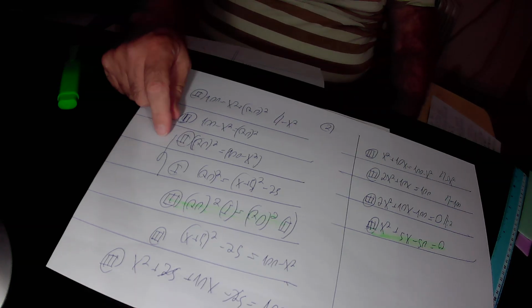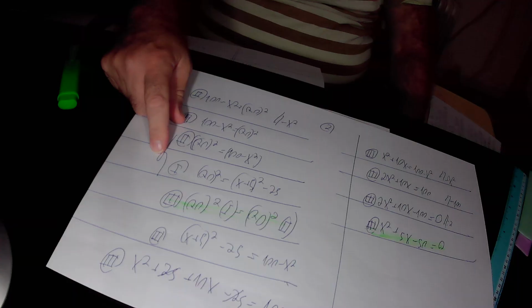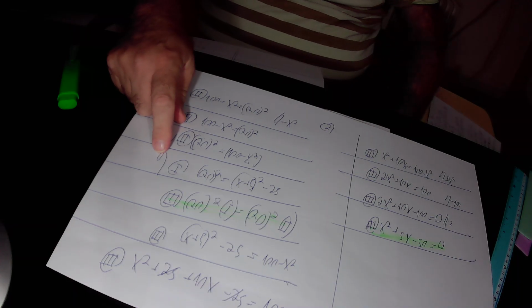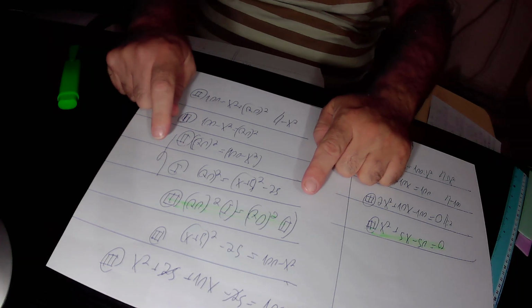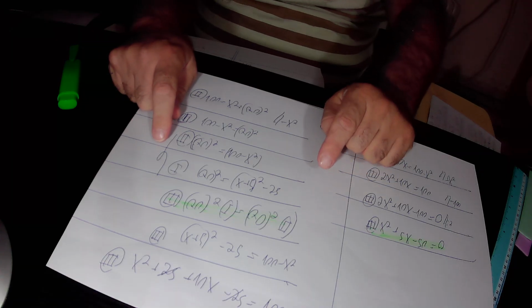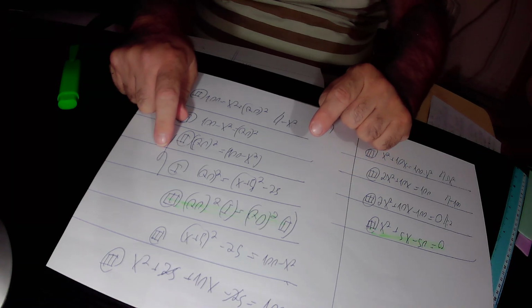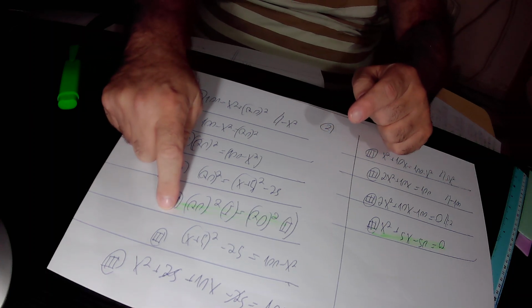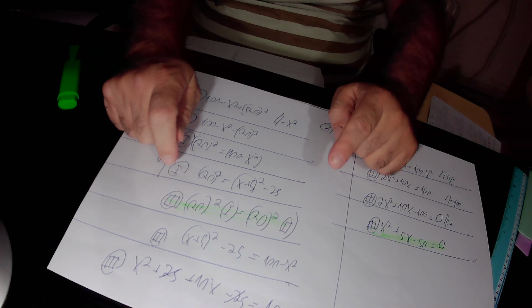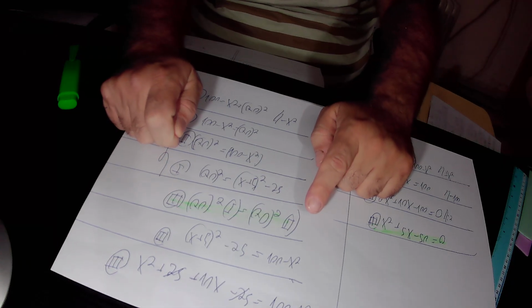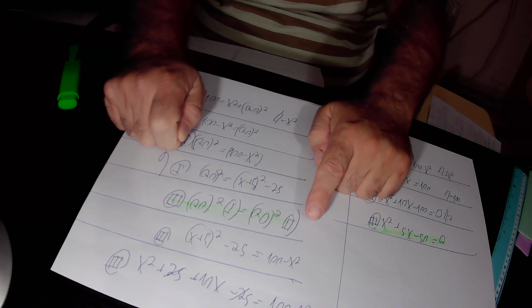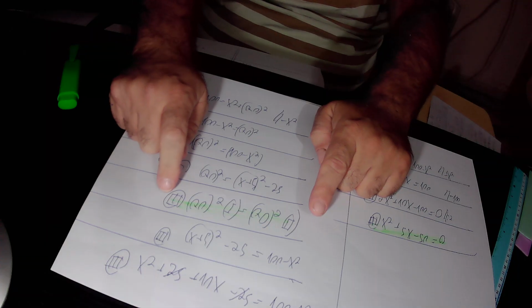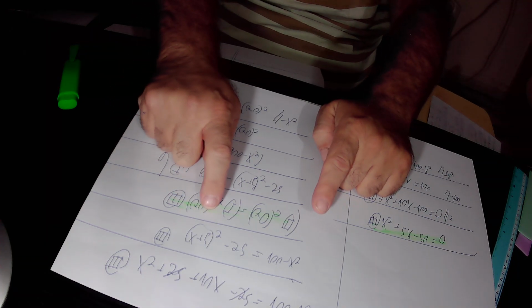So we have two different equations for QO squared. Therefore, we create equation 3, which states that QO squared according to equation 1 must be equal to QO squared according to equation 2. QO squared according to equation 1 equals x plus 5 squared minus 25, and it must be equal to QO squared according to equation 2. QO squared according to equation 2 equals 100 minus x squared. So in total, according to equation 3, x plus 5 squared minus 25 equals 100 minus x squared.